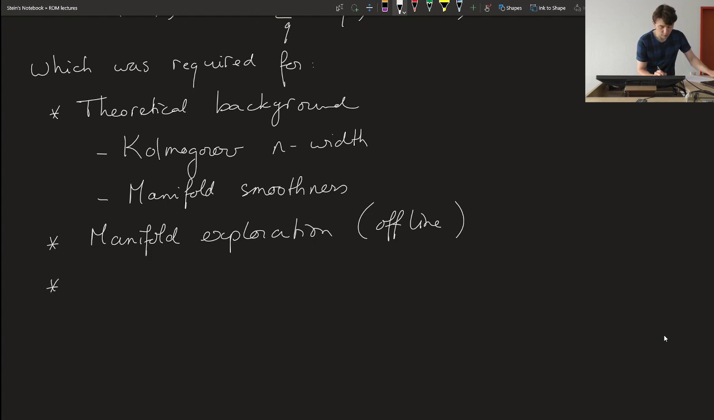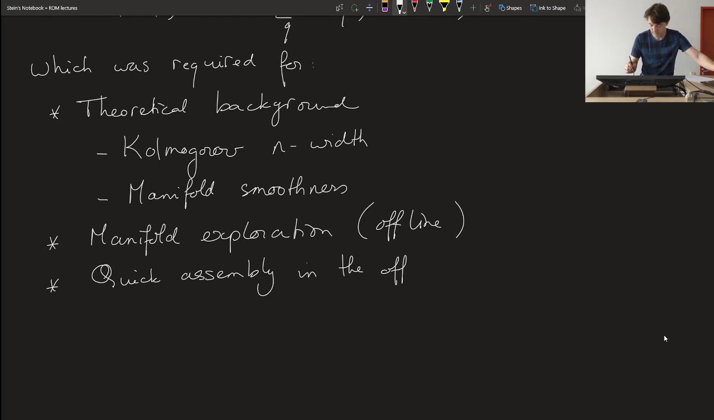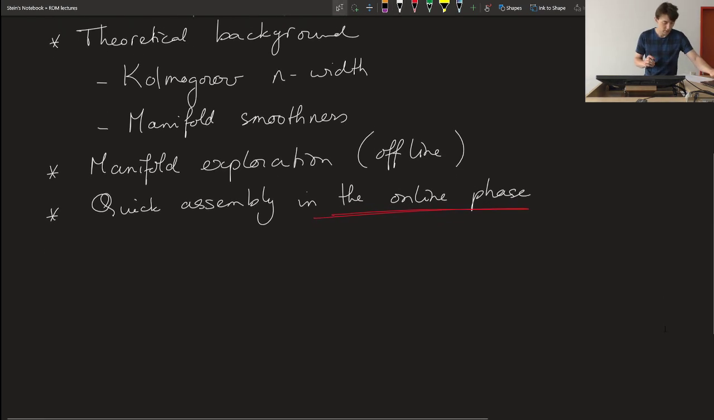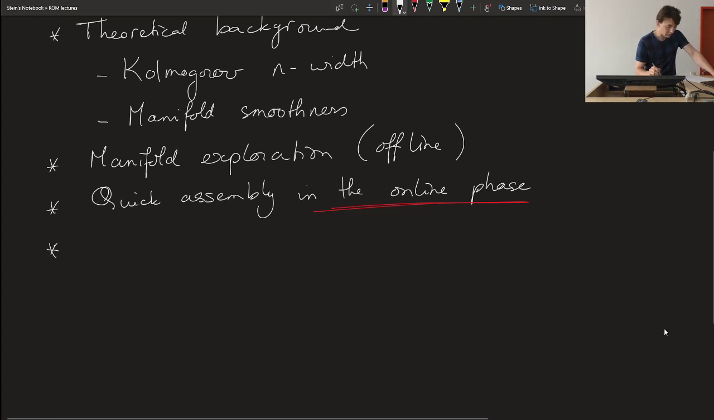Then perhaps most importantly, we need this affine decomposability for quick assembly in the online phase. So during operations, yeah, that's really kind of the most important point here. If we do not have that, then assembling our finite element matrices for the reduced order model during the online phase will be prohibitively expensive. It will kind of invalidate the whole process. And lastly, still to also address this for the error estimation.